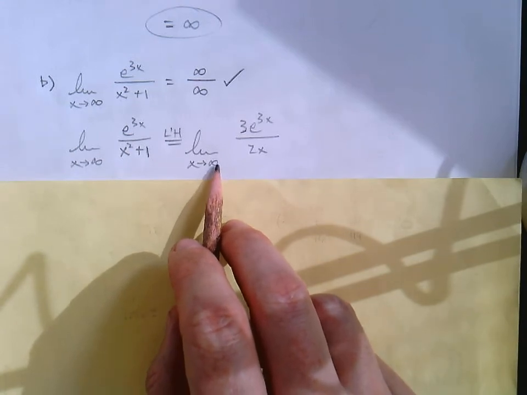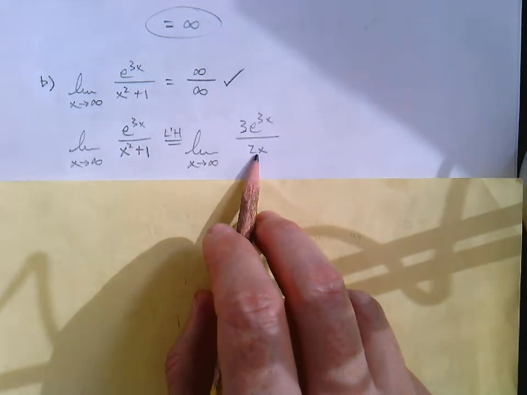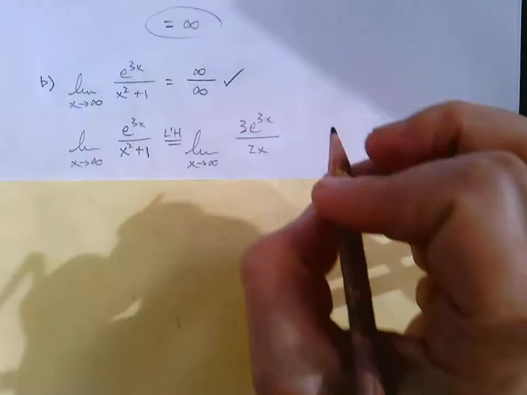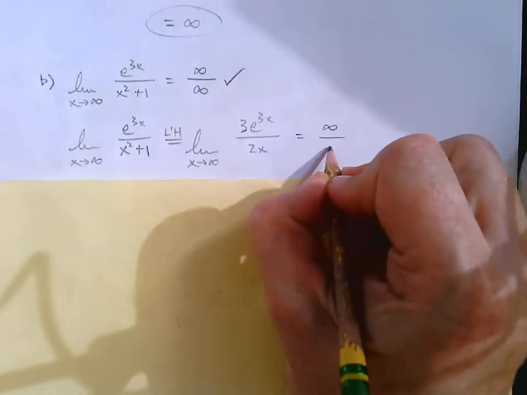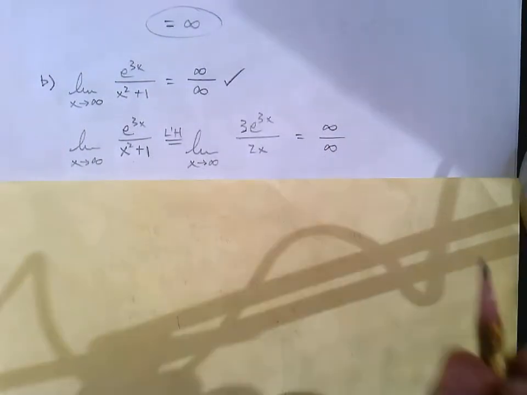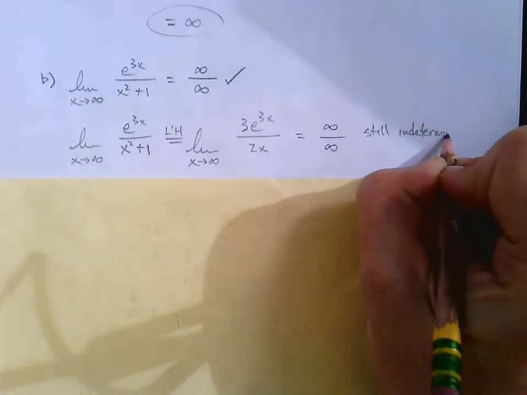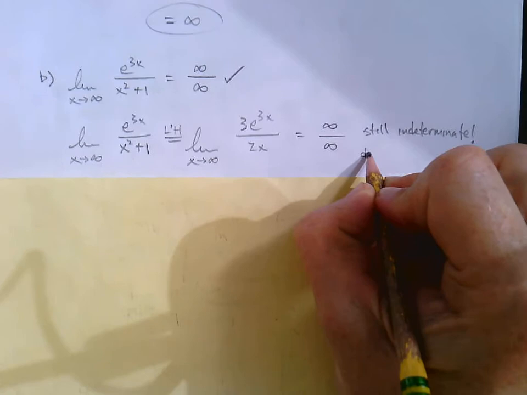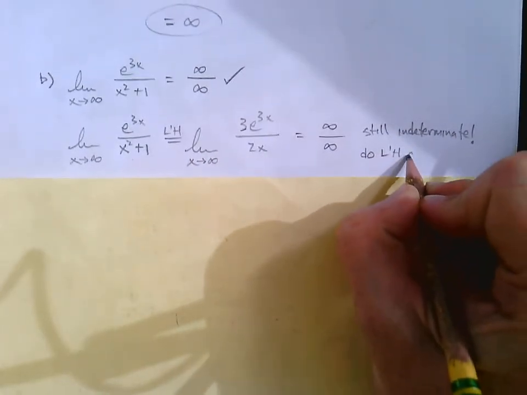So at this point, we would attempt to plug in infinity again. So what's going to happen? Ooh, wow, this is interesting. If we try to plug in infinity at this point, well, we still get infinity on the top, right? And we still get infinity on the bottom. It's still indeterminate. We still don't have an answer. What are we going to do? Who says you only have to do a L'Hopital step once? Do L'Hopital again.